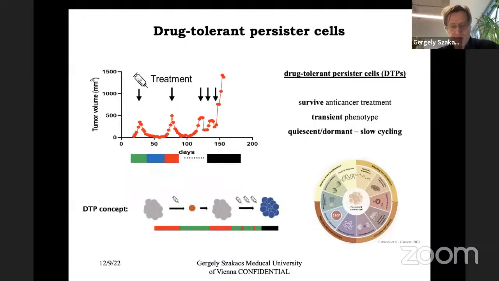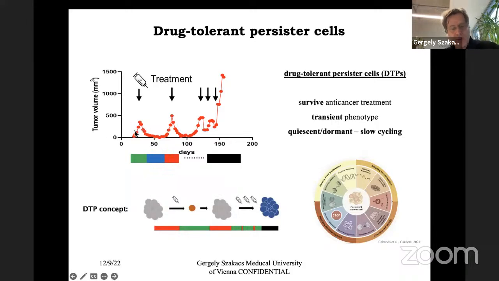Okay, so this slide summarizes some of the information that has been revealed recently about these drug-tolerant persister cells, or DTP cells. First, we know that they survive treatment by definition. Second, importantly, they demonstrate a transient phenotype. So when they start to proliferate, this phenotype is lost. And they can be in a quiescent or dormant state for a very long time, or in a slowly cycling state for a very long time.